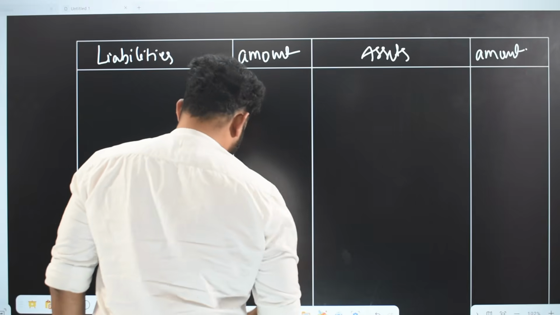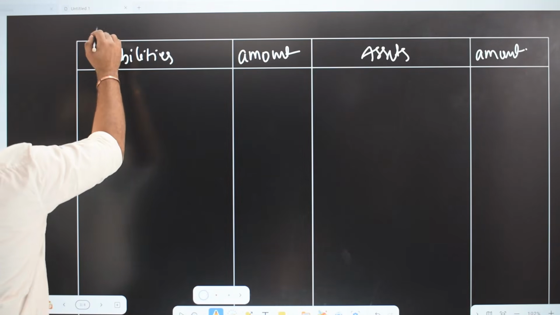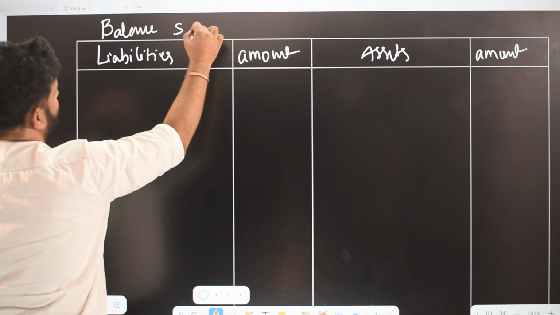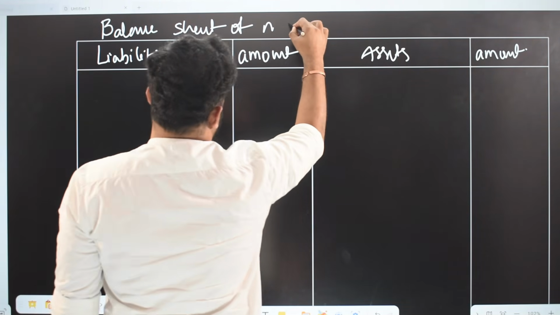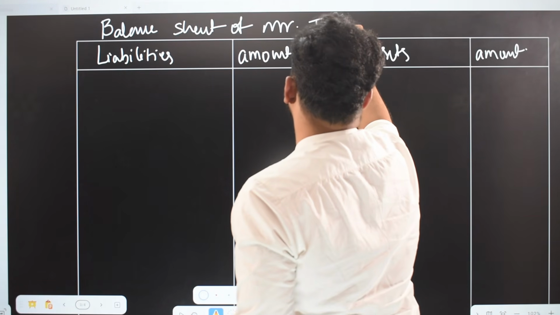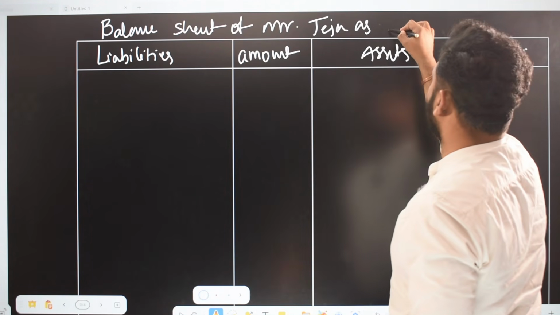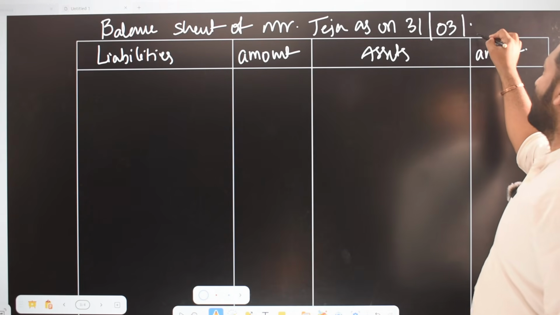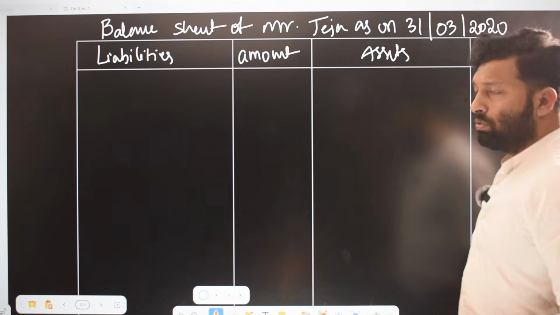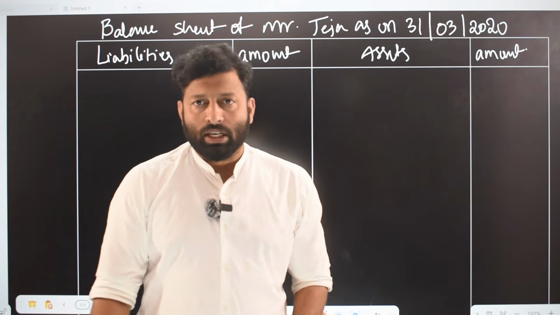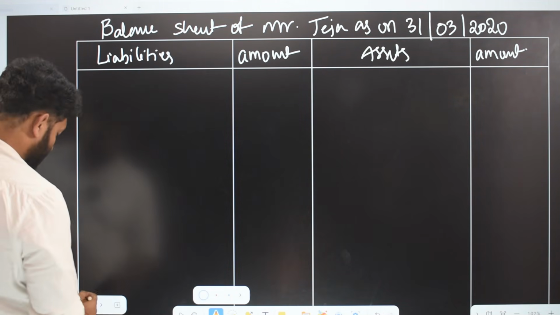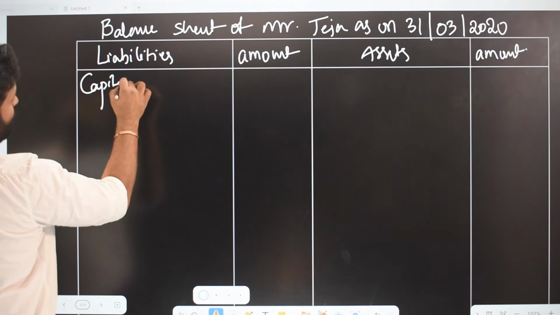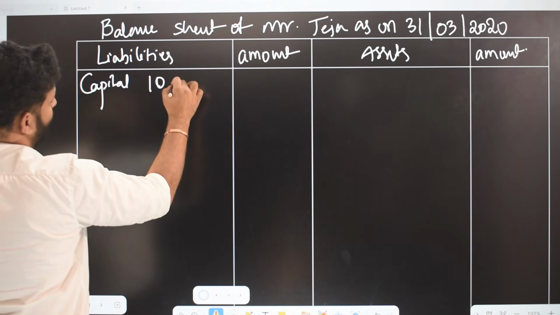Write the heading: Balance sheet of Mr. Teja as on 31st March 2020. Now start with the liabilities. Post the amount here, capital. What is the amount of capital? 1 lakh. Capital is 1 lakh.